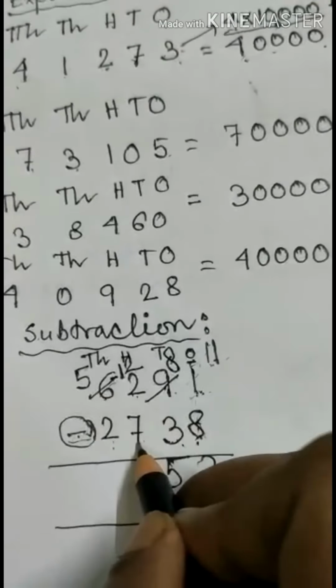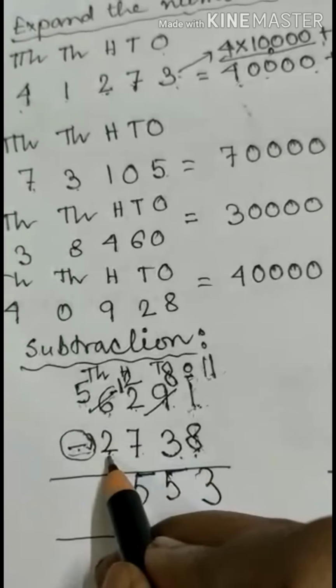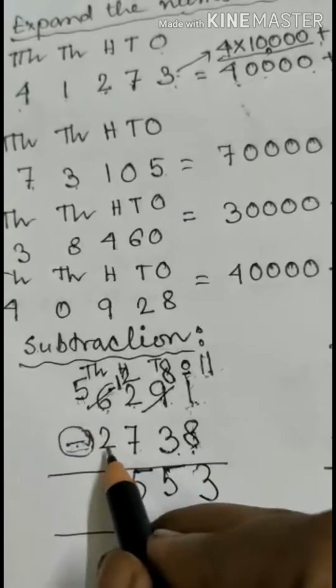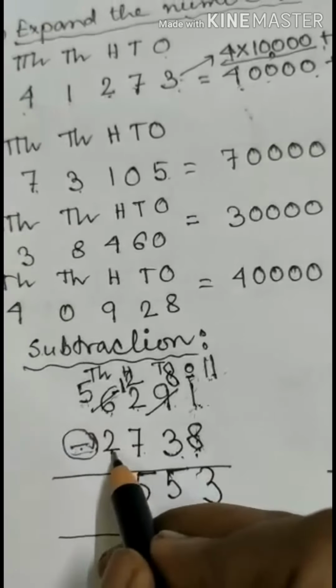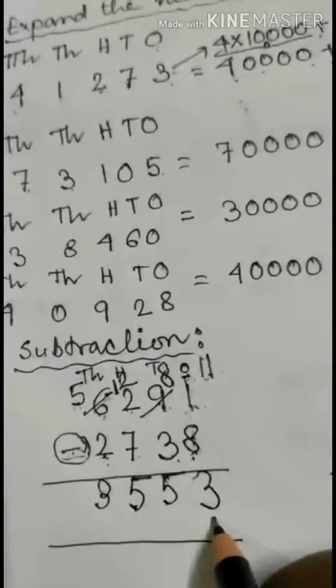Subtract 2 from 5, not from 6. Count 2 to 5: 3, 4, 5. That is 3. So the result is 3553.